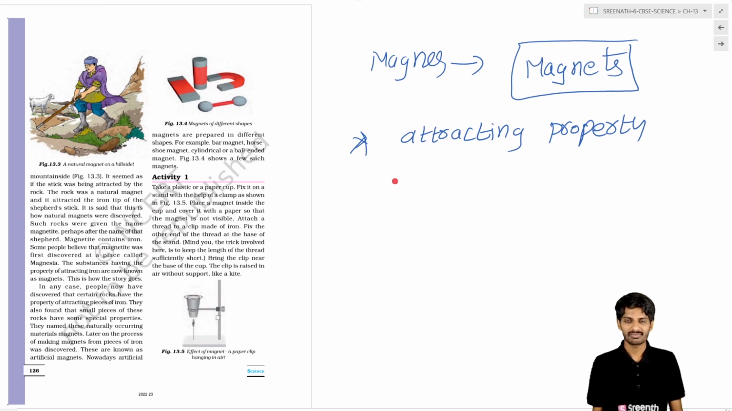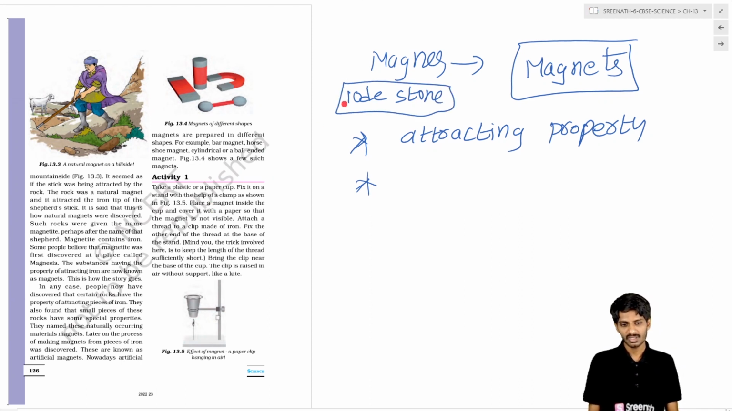And what are the different types of magnets? There are so many different types of magnets. These are the artificial magnets. We have prepared them in our factories, but there are some natural magnets also. The stone the shepherd encountered is the natural magnet. That stone also has a name. We call it lodestone.